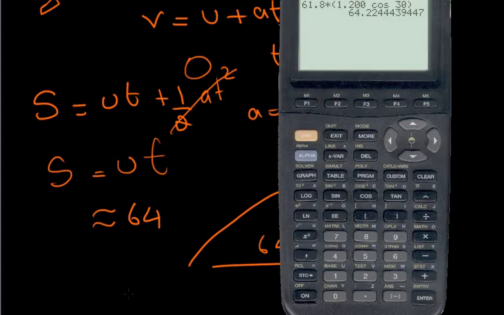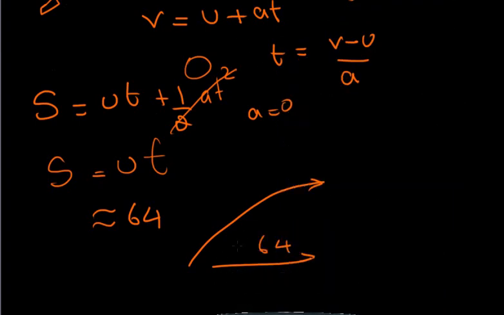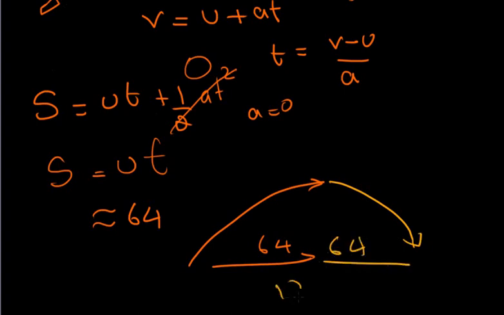Yeah, it travels 64 kilometers. Now if we multiply that by 2, we will get that it traveled 128 kilometers in total. So first it came from here to here, and now it went from here to here, and it traveled another 64 kilometers. So total it traveled 128 kilometers, and this is done.